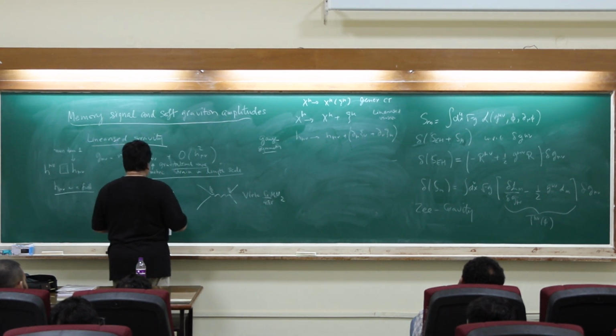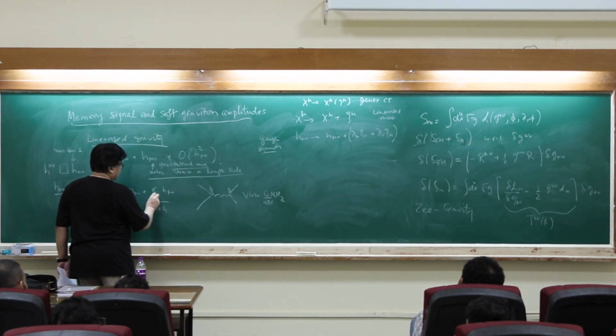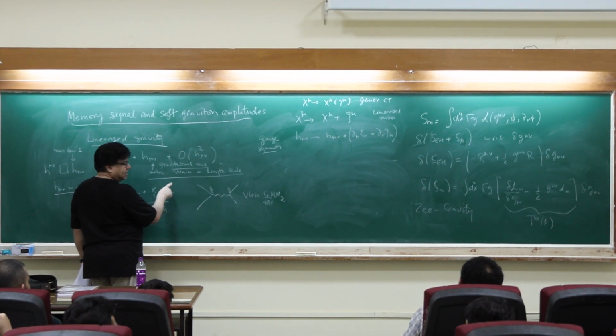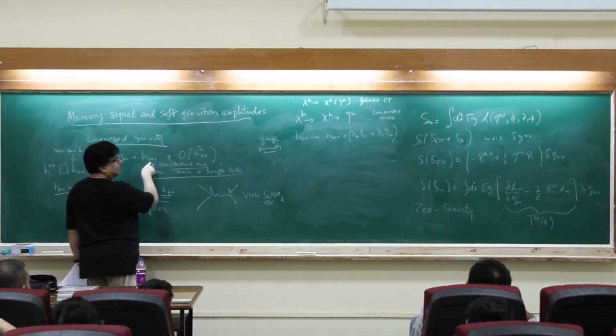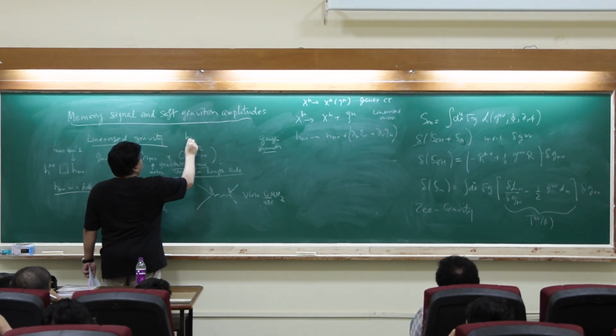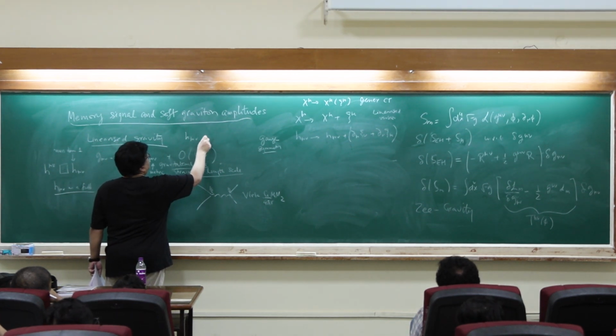So, no, kappa remains kappa. The gravity limit is taking a linear order here. If you want higher order terms, supposing h mu nu is large, the strain is actually not small, not less than 1. Here you are assuming that h mu nu is less than 1.